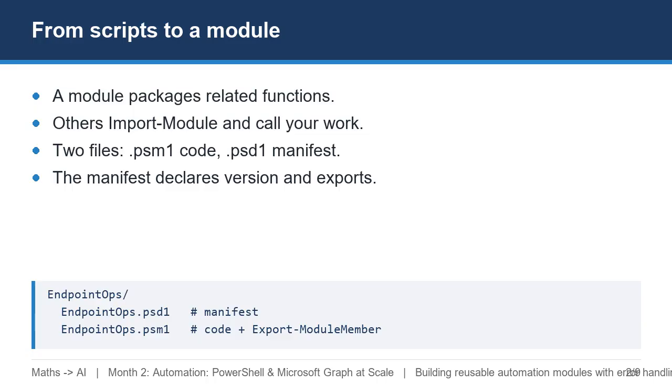Once you have more than a handful of functions, copy-pasting them between scripts becomes a liability. A PowerShell module packages related functions so others can Import-Module them and call your work like built-in cmdlets. A script module is two files: a .psm1 holding the code, and a .psd1, the manifest, that declares metadata, version, dependencies, and what the module exports. Folder name, module name, and root module should all line up.